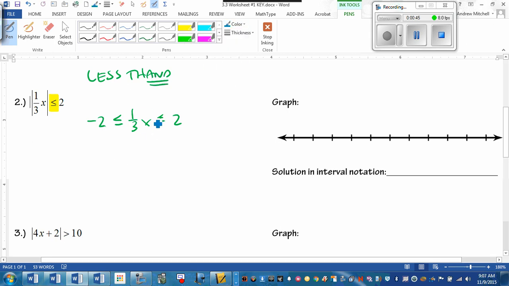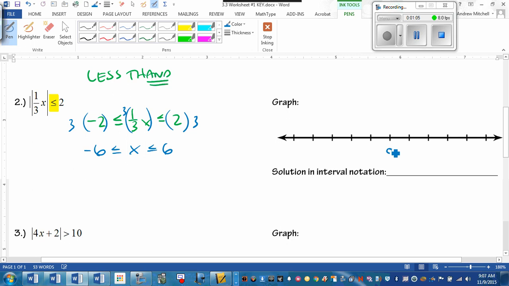and we want to get rid of that 1/3 x in the middle. We're going to do that by multiplying all three parts by 3. So we end up getting -6 here, x all by itself in the middle, and 6 right here. So x has to be greater than or equal to -6, but less than or equal to 6.